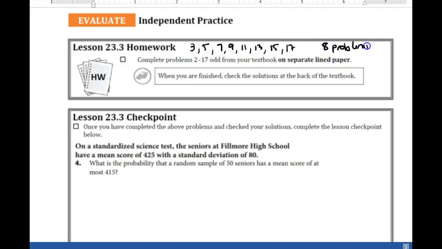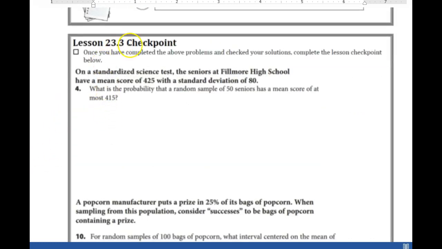In addition to this, we'll be doing a couple problems in the checkpoint, where it says lesson 23.3 checkpoint. And they identify some information. So here they identify the mean score, as well as the standard deviation. And they ask you to find, for a sample size of 50, that it would be at most 415. Okay, so again, make sure to identify your population.